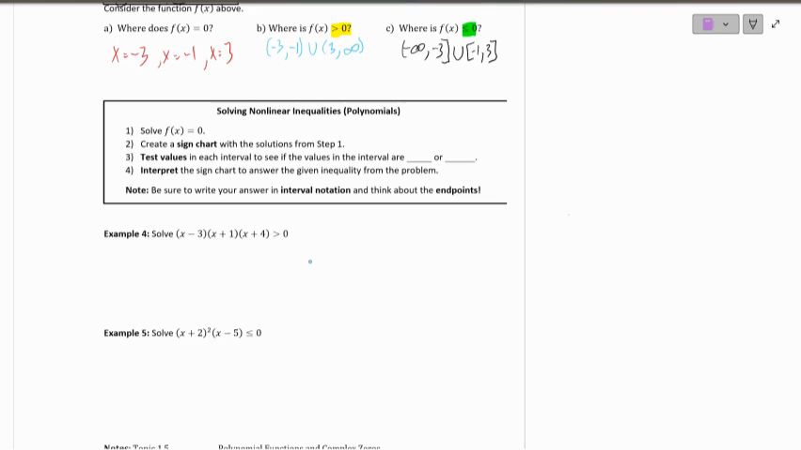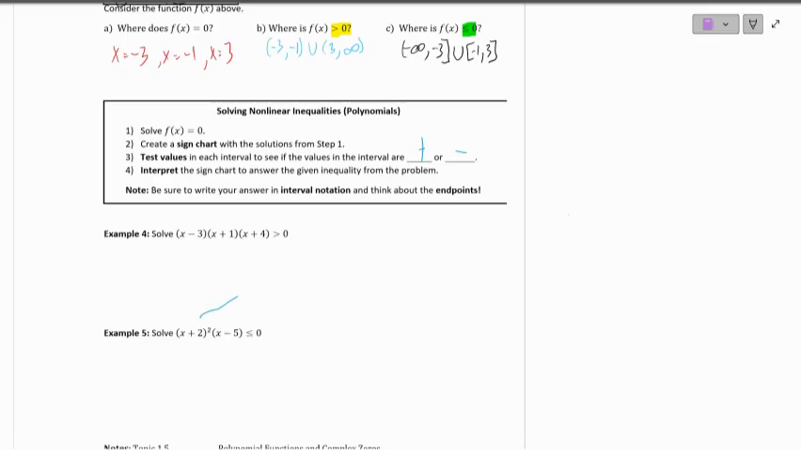And I'm going to show you kind of like two methods with the testing values. And then make sure you write your interval notation. And by the way, you're going to test values to see if it's positive or negative. All we care about is the sign, hence the name sign chart.